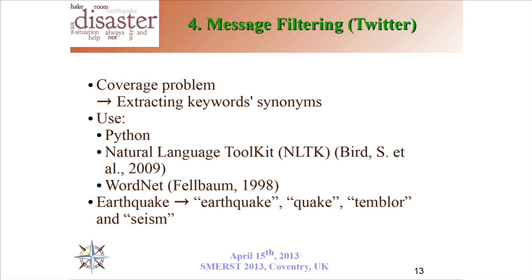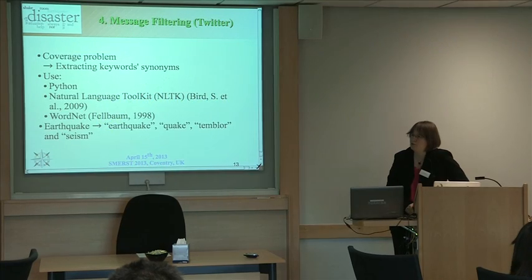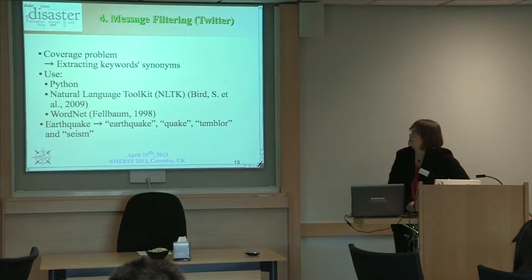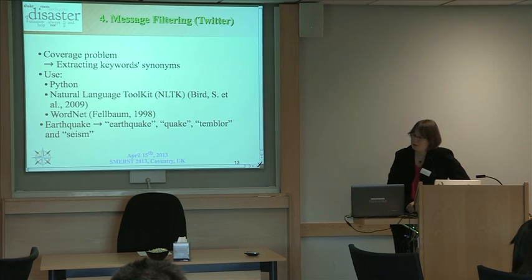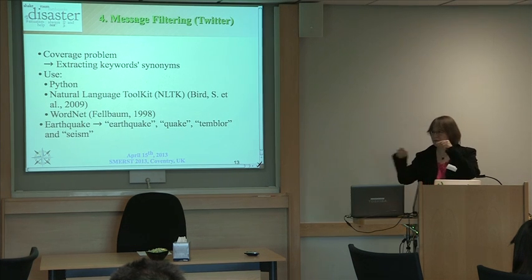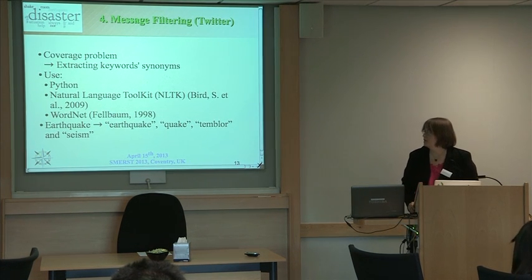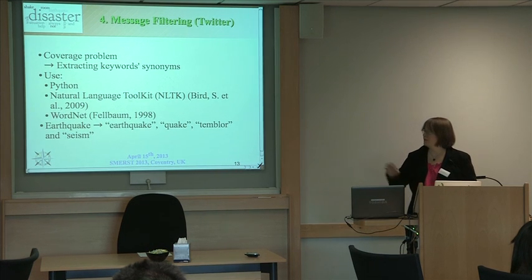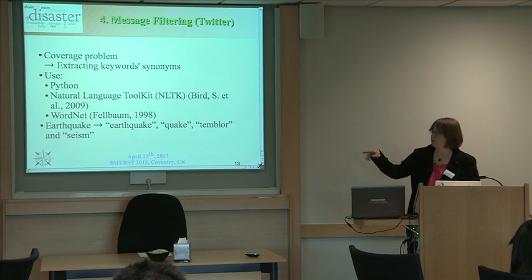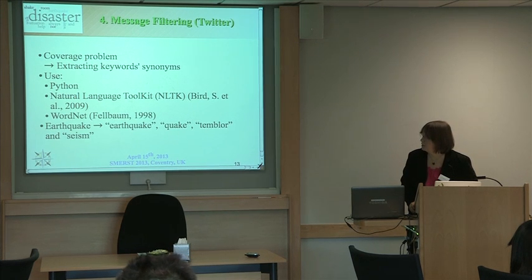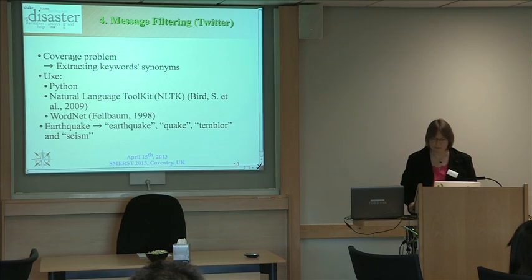The Natural Language Toolkit is a Python toolkit for processing natural language. They have many tools inside and resources. And WordNet, which is a linguistic resource, practically a terminological resource with synonyms and relationships between words. From this resource, using Python, starting with some seed words, we extracted their synonyms. For example, for the word earthquake, we extracted earthquake, quake, trembler, and seism.